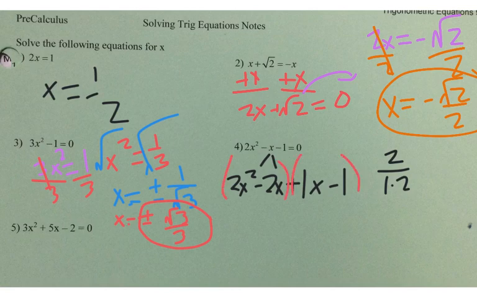Group and group. GCF is 2x, x minus 1. GCF is positive 1, x minus 1. Do the parentheses match? Yes, that means grouping worked. So this factors to be what's in front of the parentheses times the matching parentheses. So 2x plus 1 times x minus 1.